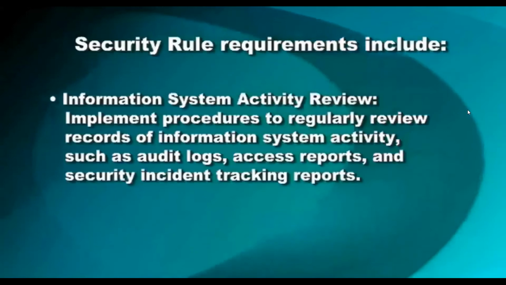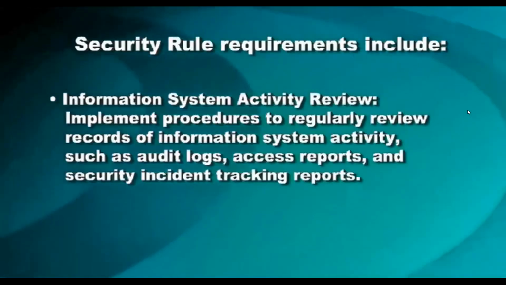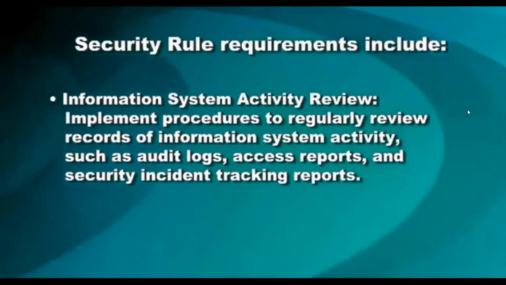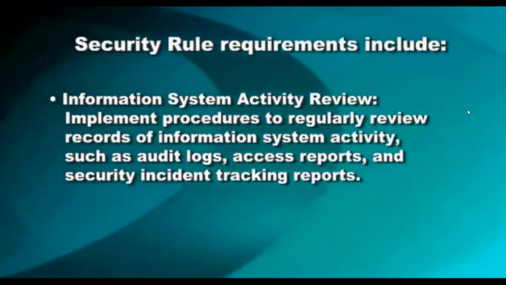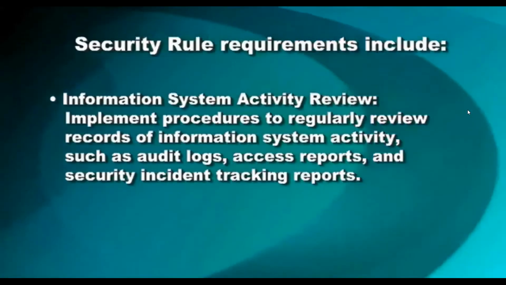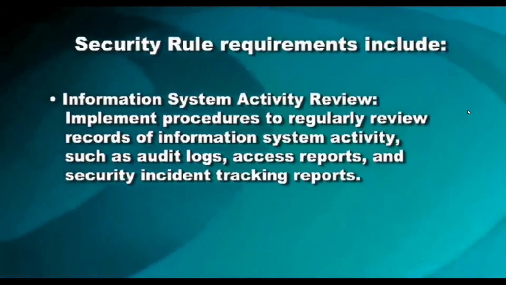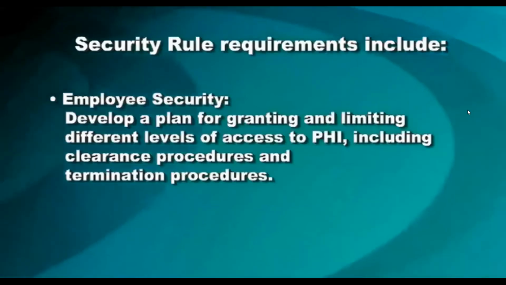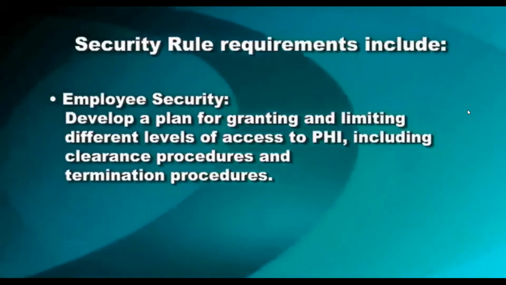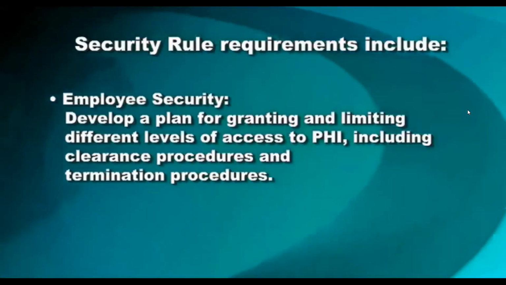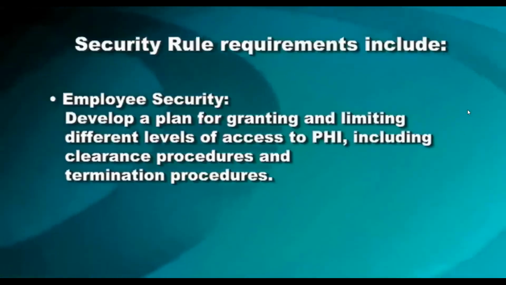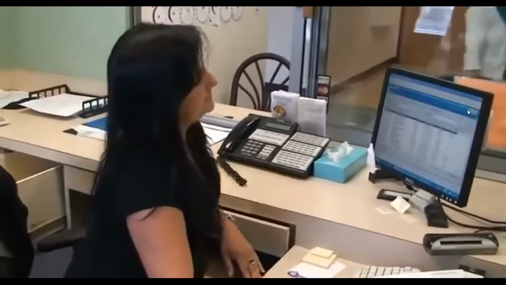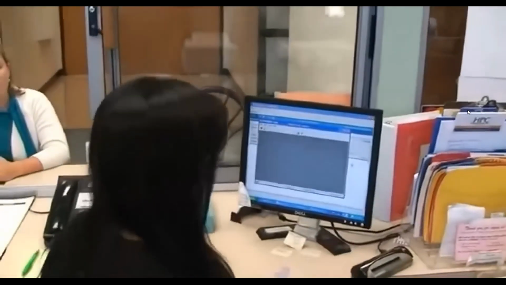Information system activity review: implement procedures to regularly review records of information system activity, such as audit logs, access reports, and security incident tracking reports. Employee security: develop a plan for granting and limiting different levels of access to PHI, including clearance procedures and termination procedures. This includes security checks and special training for all employees with access to sensitive information.